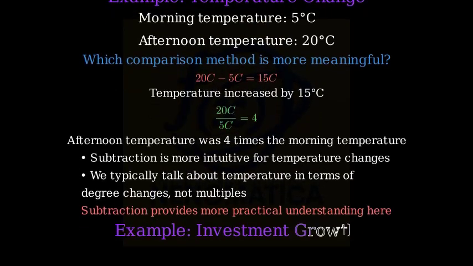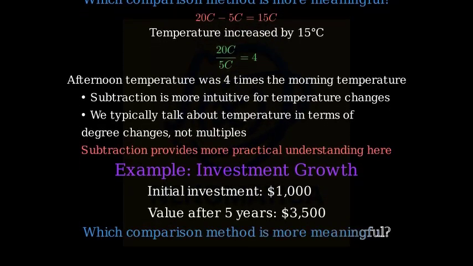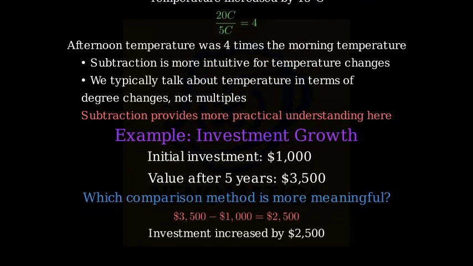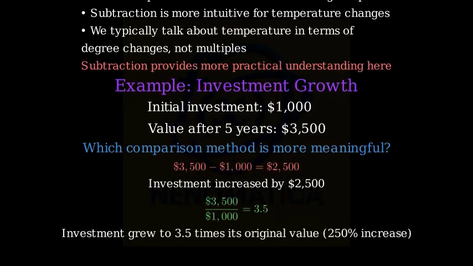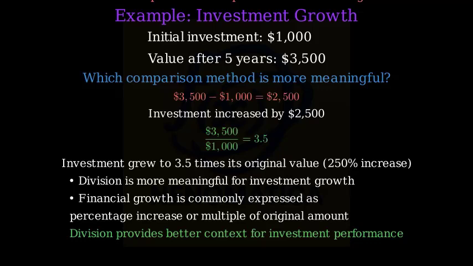Here's one final example where the division method is clearly more appropriate. An investment grew from $1,000 to $3,500 over 5 years. How should we describe this growth? Using subtraction, we find that the investment increased by $3,500 minus $1,000, which equals $2,500. Using division, we calculate 3,500 divided by 1,000, which equals 3.5. This means the investment grew to 3.5 times its original value, or increased by 250%. For investment growth, the division method typically provides more meaningful information.